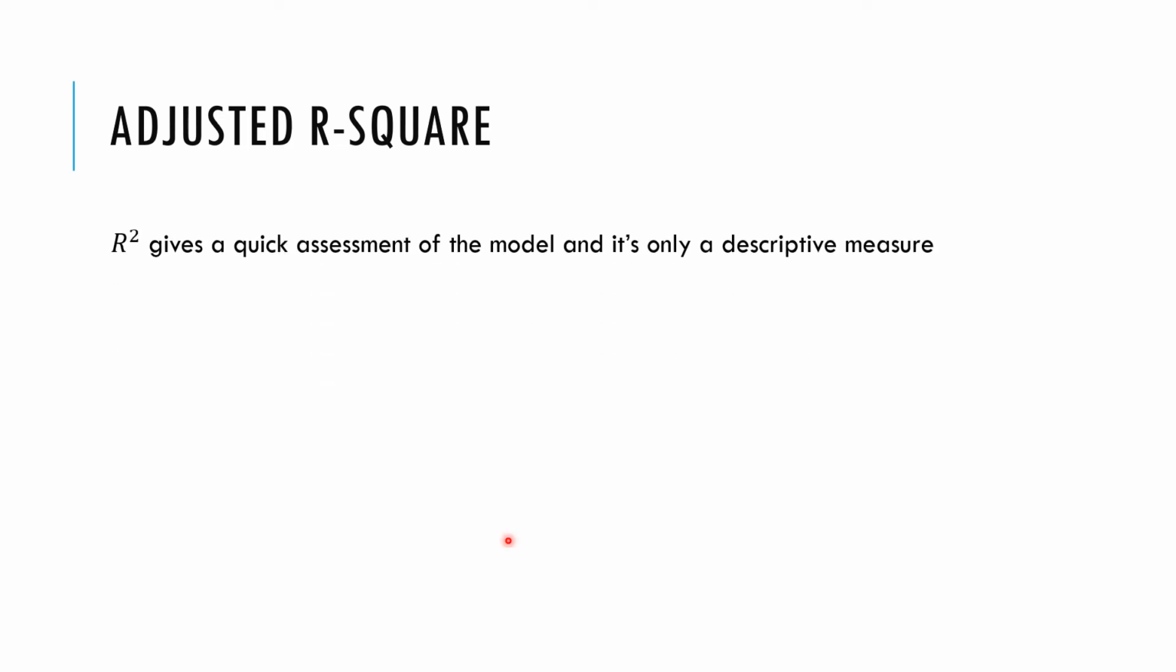What happens with R square is that if you keep adding more variables to your model, the R square will always increase. It will keep increasing as you keep adding more and more variables. Therefore, we come up with adjusted R square. We'll see what adjusted R square is.